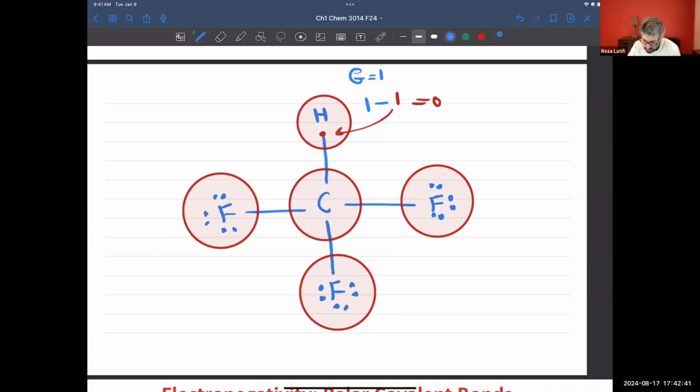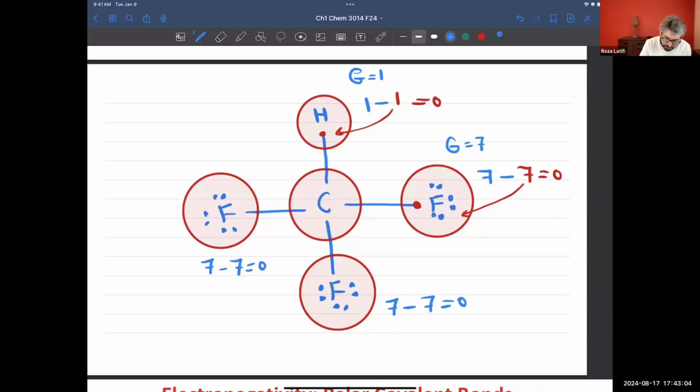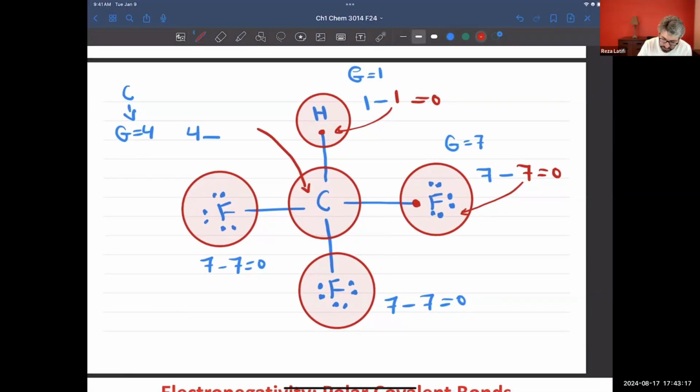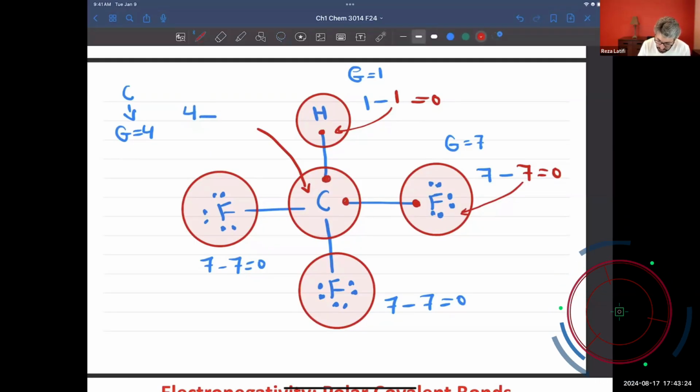Next, fluorine is a group 7, so you will say 7 minus. How many electrons here do I see? Include this one in your calculation. 6 plus 1, that's going to be 7. So 7 minus 7, 0. And you repeat this for the rest of the fluorines. How about carbon? Carbon is a group 4, so for carbon, the formal charge, we say 4 minus. How many electrons inside the circle do I see? 1, 2, 3, 4. So 4 minus 4, that's going to be equal to 0.